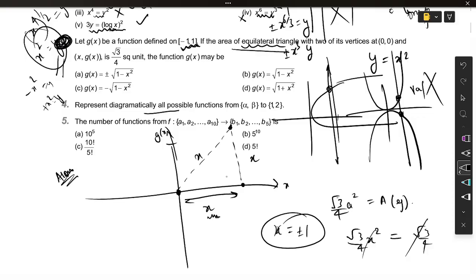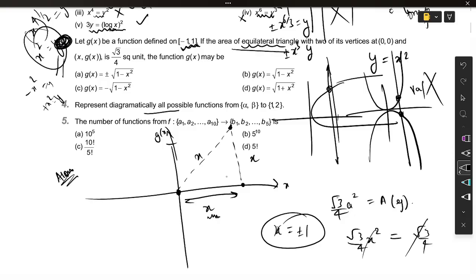How can I write this? I'll just do the mapping. Basically we have alpha, beta, and 1 and 2. For a function to be defined, alpha can map to 1, or alpha can map to 2, and similarly for beta. So how many functions are there? Only four functions are there.